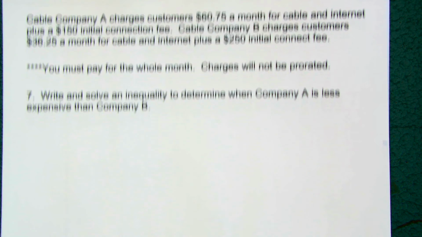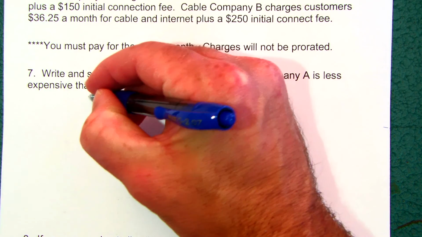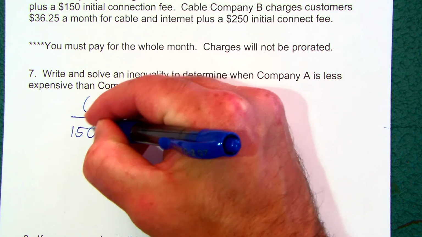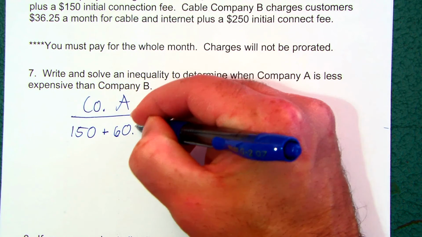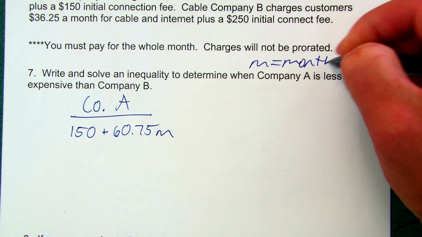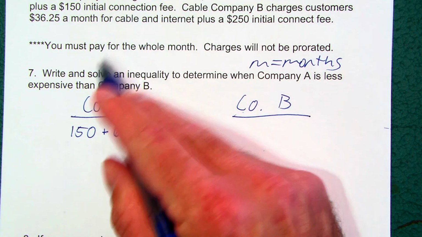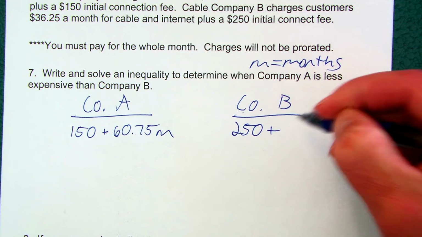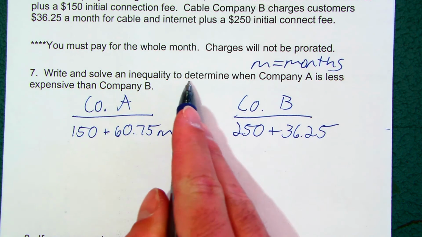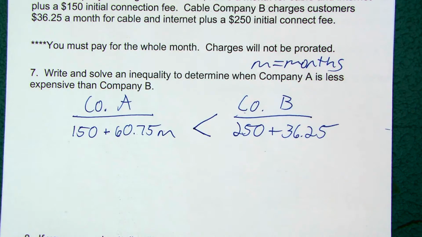So for the first part, we want to write and solve an inequality to determine when company A is less expensive than B. So, company A, you have that $150 connection fee plus $60.75 a month. Or like M equal months. Company B is $250 initially plus $36.25 a month. So we want to solve an inequality to determine when company A is less expensive than B. That's a pretty big inequality there, sorry.